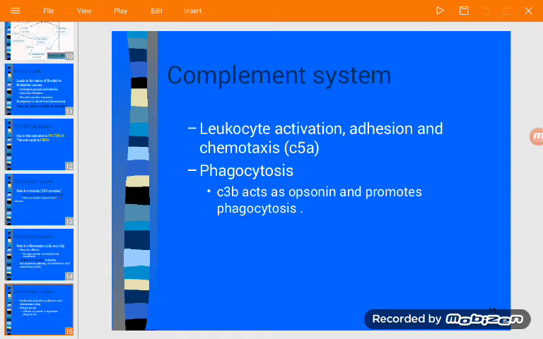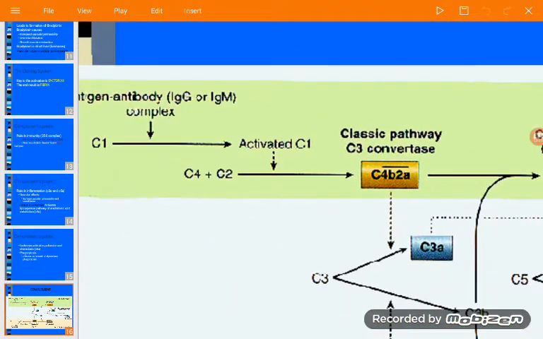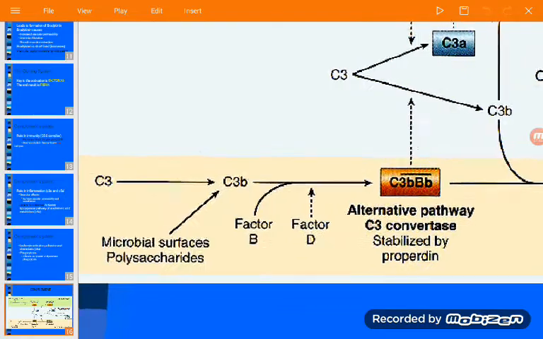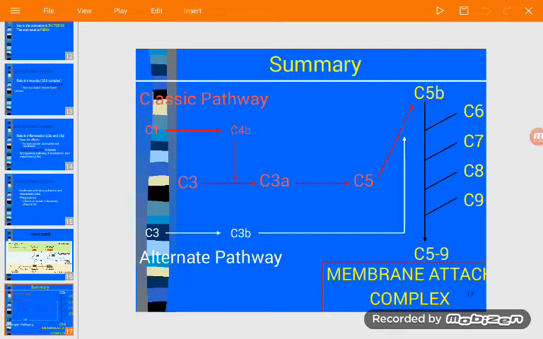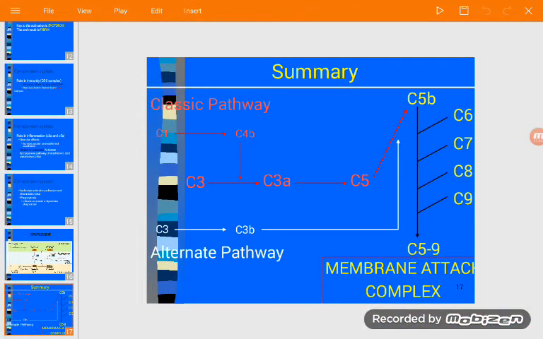activation of the cells. Also, complement protein has a role in phagocytosis in the form of C3b, which acts as an opsonin, binds to the target cell or target bacteria, and assists the phagocyte to attach to the bacteria and engulf it. The complement system has two pathways. The classic pathway is activated by antigen-antibody reaction, or alternatively the alternative pathway is activated by foreign polysaccharide, like bacterial polysaccharide, a bacterial product.